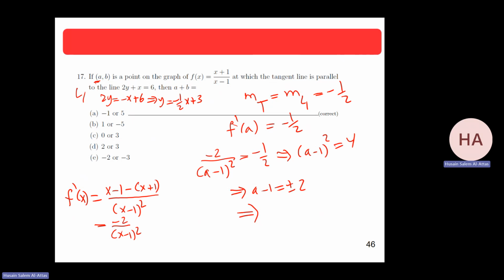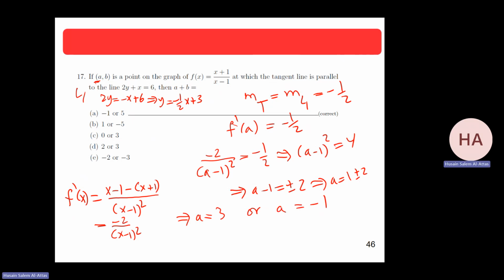No, I need a plus b. Then a plus b. All right. So I have a, two values. So I have a is 1 plus or minus 2. So that means I have a equal 3 or a equals minus 1.